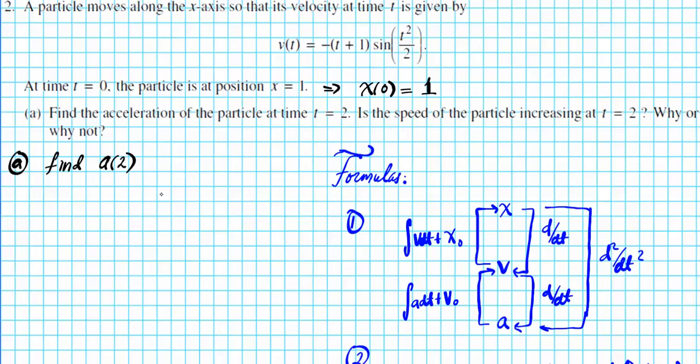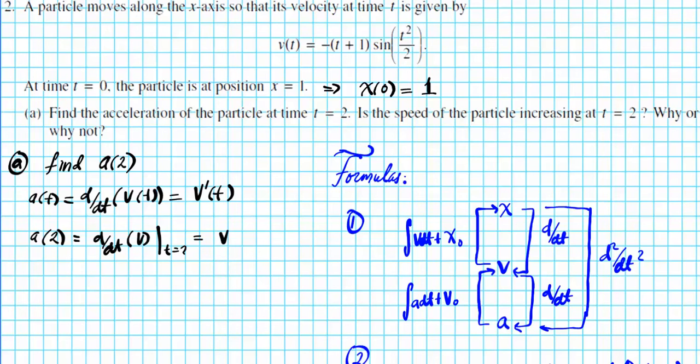So let's write down the connection here. A of t is d/dt of the velocity function, or you can write it as v prime of t using a different notation. If a of t is v prime of t, that means a of 2 is the derivative of v evaluated at t equals 2, or you can write it as v prime of 2. They mean the same thing.